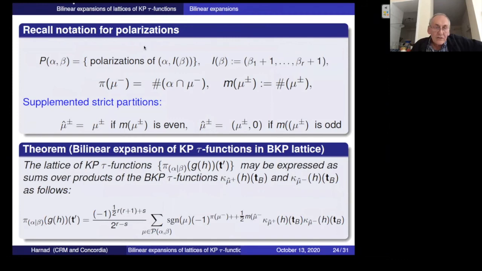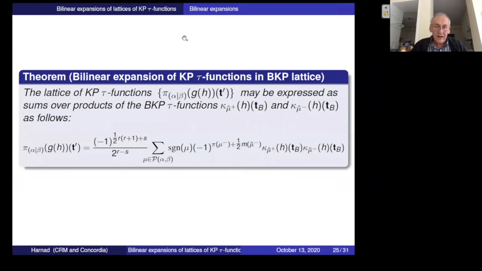Then here I'm referring to strict partitions, but it's essentially the same thing, except that alpha could have a part that's equal to zero, not just one through n. And here is the formula. This is the grand formula. I'm going to show it by itself. If you think nothing else from this talk, this formula is the result.